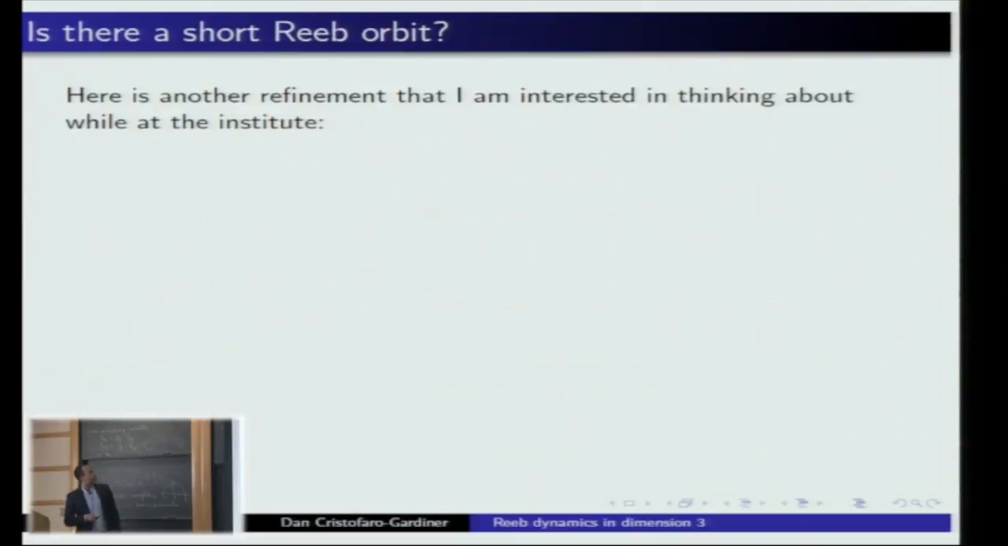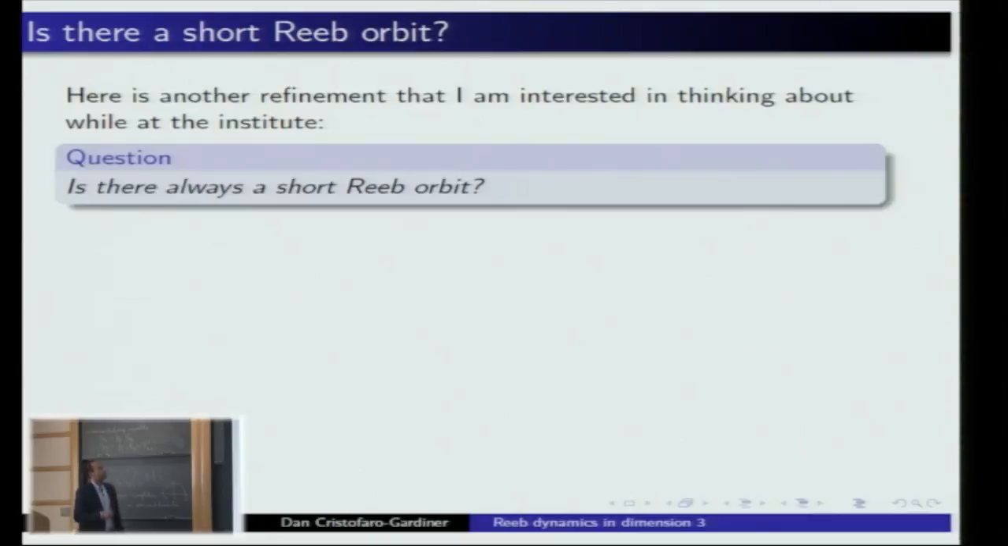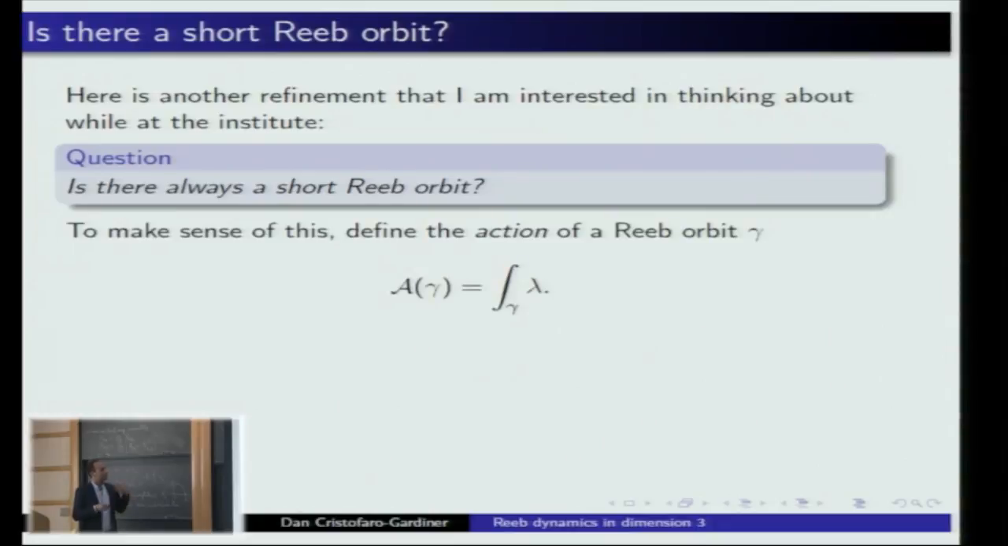But another thing that I've been thinking about this summer that I want to talk about is a slightly different refinement, which is the question of whether or not there's a short Reeb orbit. So one has to make sense of this. And the reason for this is as follows. If I have a contact form, I can scale it. I can just multiply it by a constant, and that's going to mess with the periods of things. So it certainly doesn't make sense to ask, is there a Reeb orbit with period less than or equal to 1? That isn't a well-posed question, but the answer is no. So we have to make sense of this.